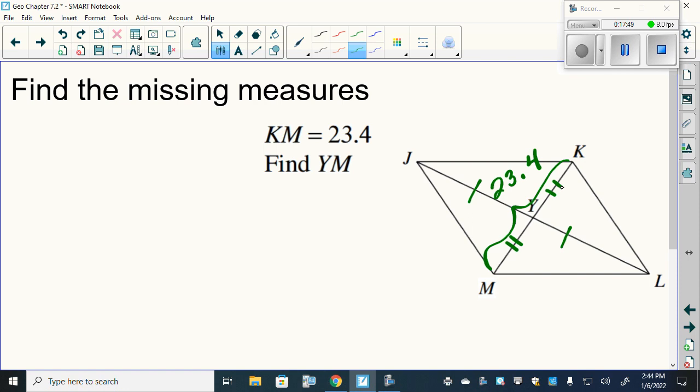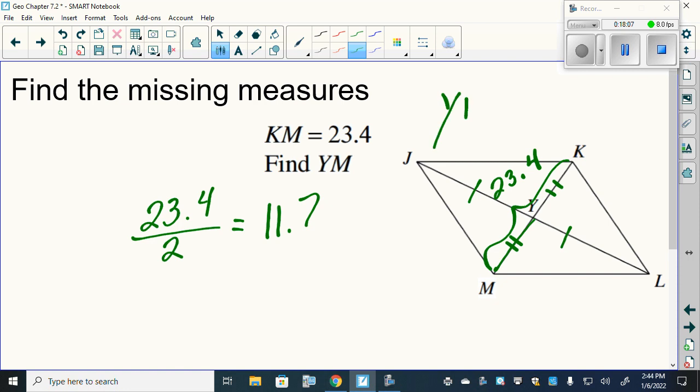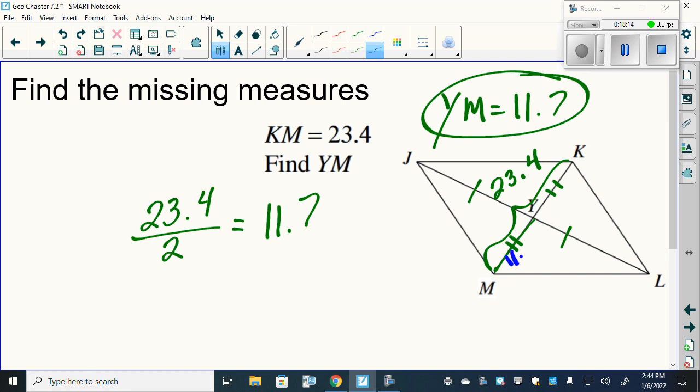So if the whole segment is 23.4, what do I need to do to find one of the halves? Divide by 2. So we can take 23.4 and divide it by 2. So YM is 11.7, and this here would be 11.7. And that's it.